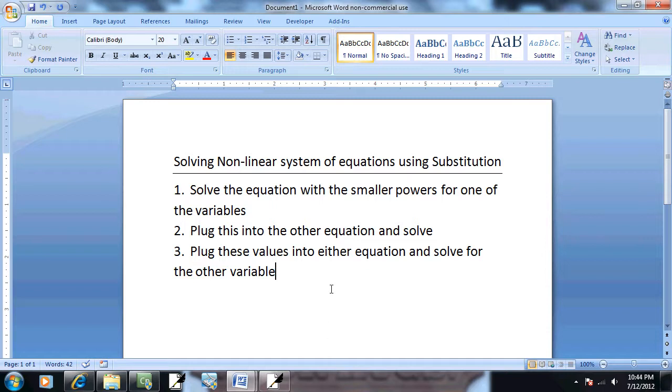Step 3. Plug these values into either equation and solve for the other variable.